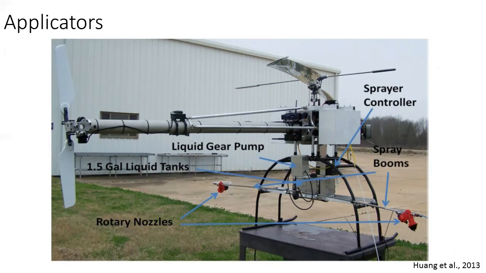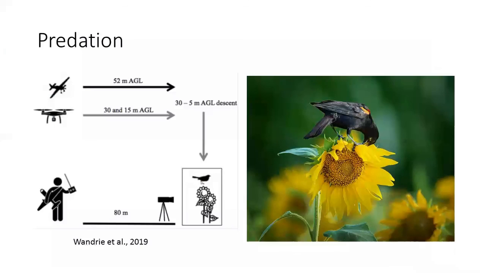Other people are looking at actually using a multitude of smaller drones that are flown across the field in tandem, applying some of these pesticides to the areas. So some different things going on there.